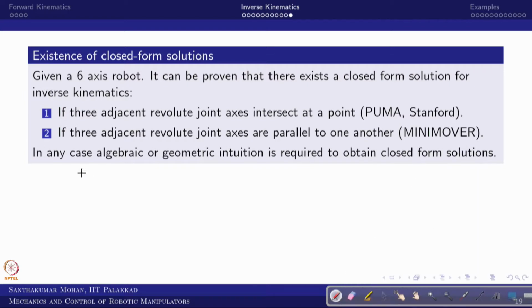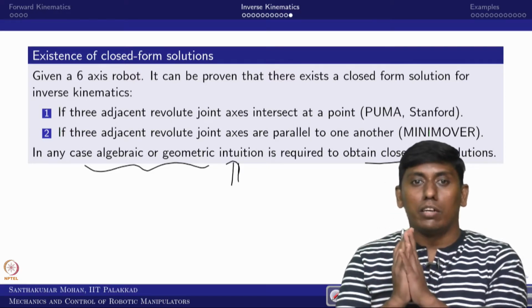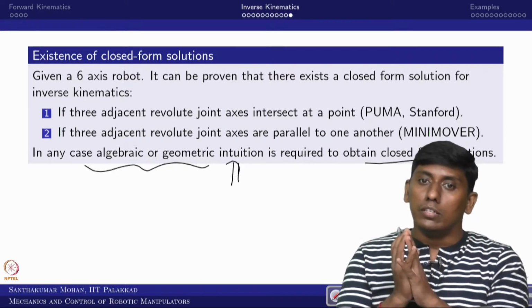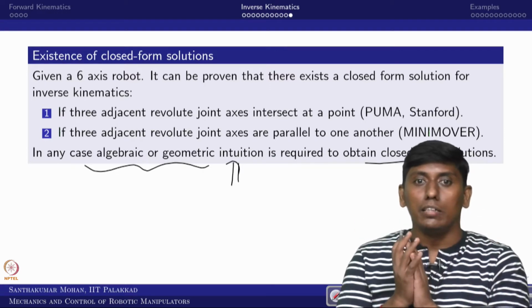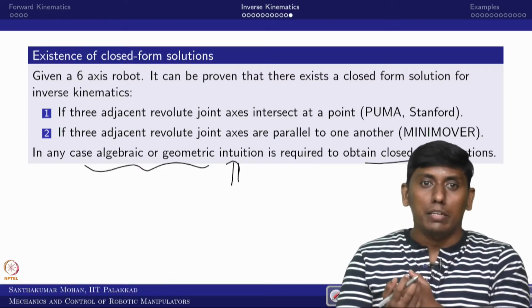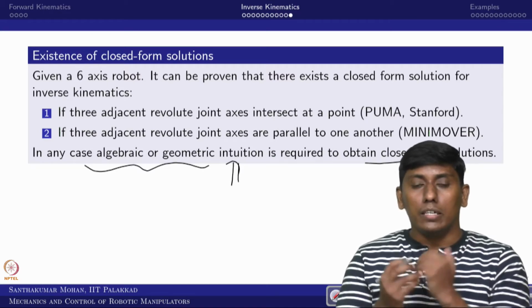In that case, either algebraic or geometric intuition can be used to find the closed form solution. So I hope you understand the difference between forward and inverse kinematics. In the next lecture we will see examples of inverse kinematics. We will take a few such cases which we attempted in the previous lecture and see how to get the inverse kinematics, and with that we will close the kinematic part.